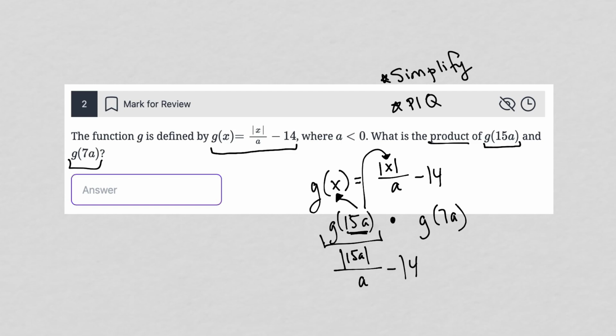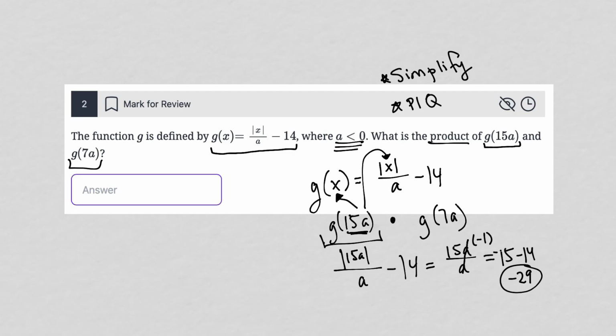I can simplify that. The question tells me that a is less than 0, but because I have a 15a here, that numerator is going to be positive. So I can just say that this is the same as positive 15a over a, but a is negative. This is what is very important about this. So while these a's will cancel out, they'll actually cancel out to make a negative 1, which makes this equal to negative 15, and then I bring my minus 14 in. This becomes negative 29. So I hope you followed that.